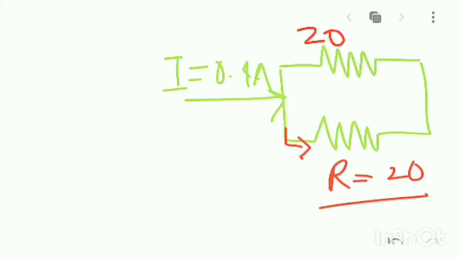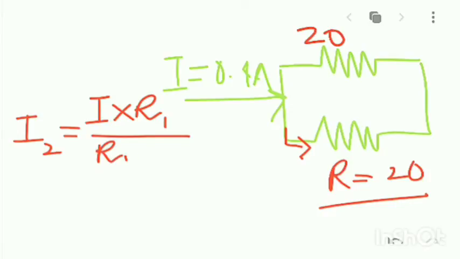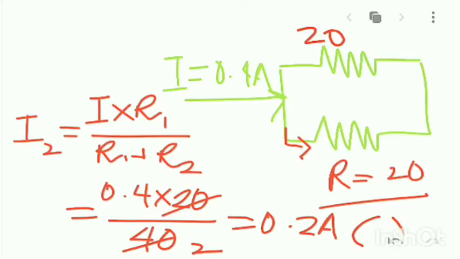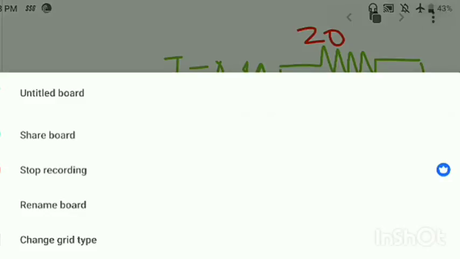So the formula is very simple. I2 equals I into R1 by R1 plus R2. I is the net current, so 0.4 into 20 by 20 plus 20, which is 40. Divided by 2, the current flow is 0.2 ampere. This is the answer of portion C. I hope this is clear. More problems we will solve further. Thank you.